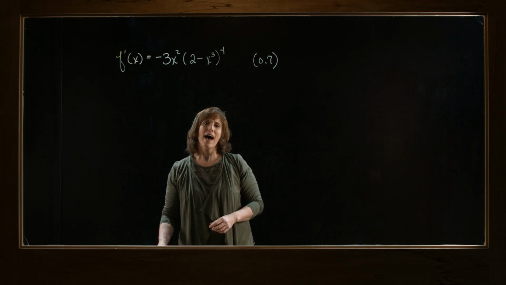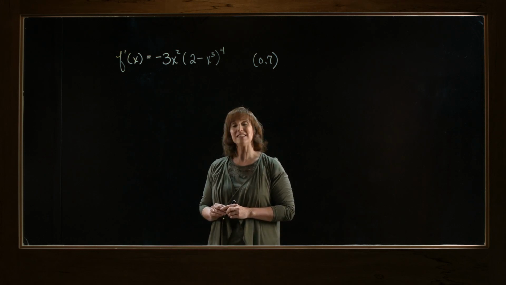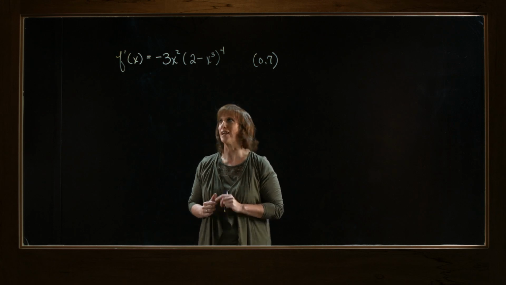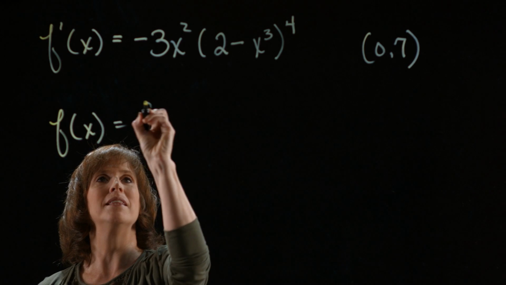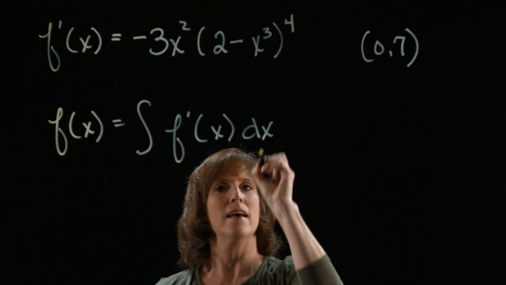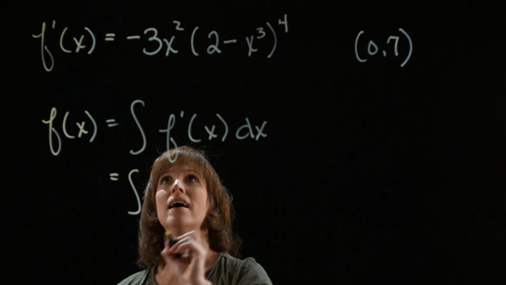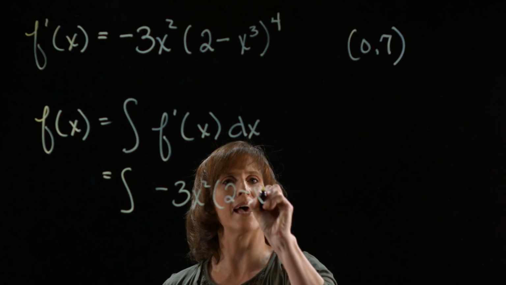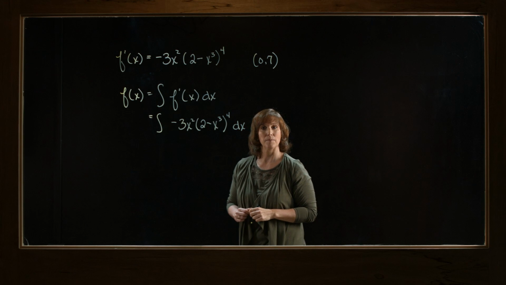Well, to begin with, how do we find a function when we're given the derivative? Well, that's the reverse process of differentiation. So in other words, we need to integrate. So my function is going to be the integral of my derivative. And I know the equation for my derivative, so let's substitute that in. I'm going to have minus 3x squared times the quantity 2 minus x cubed to the fourth dx.